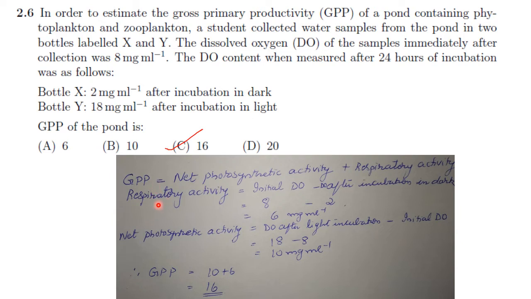Now from this data we can calculate respiratory activity, that is initial dissolved oxygen minus dissolved oxygen after incubation in the dark. You will get the respiratory activity. So 8 minus 2 will be 6 mg per ml. And net photosynthetic activity will be dissolved oxygen after light incubation minus initial dissolved oxygen. So 18 minus 8 will be 10 mg per ml, and GPP will be the sum of net photosynthetic activity and respiratory activity, that is 16. So answer is option C, 16.